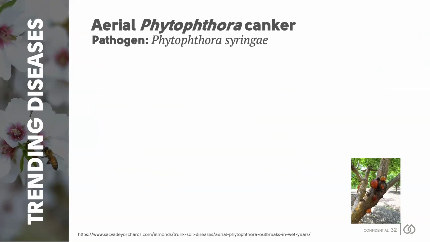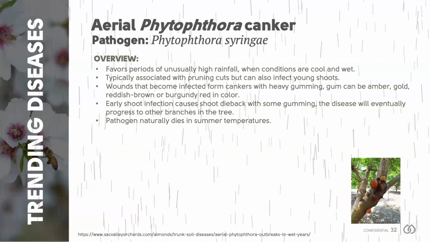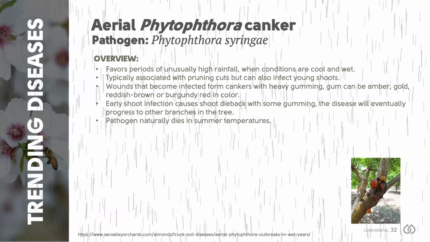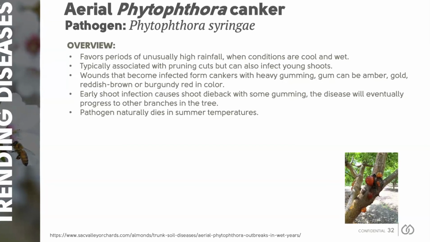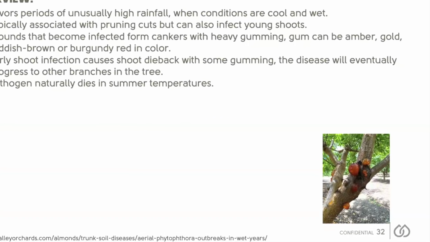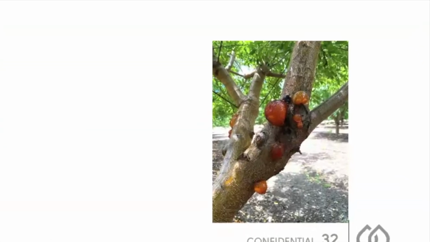Aerial Phytophthora canker. This disease has historically reared up during cool, wet years with high rainfall, typically associated with El Niño years. And typically, this disease is found associated with pruning wounds, where it's also known as Phytophthora pruning wound cankers, or PPWC. In excessively wet years, this disease also infects young shoots that leads to dieback. Infection of pruning wounds has hallmark cankers accompanied by heavy gumming that is often a striking burgundy red in color.